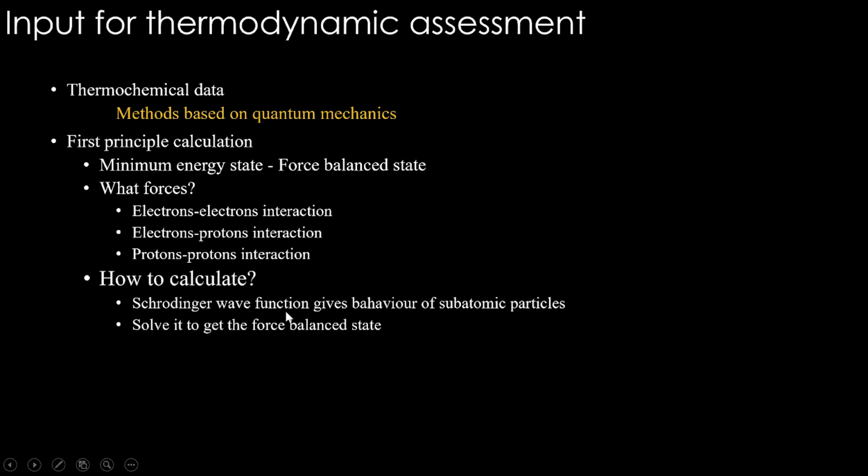You have to use the Schrodinger wave equation. The Schrodinger wave function gives the behavior of subatomic particles, so the behavior of an electron when another electron comes near it. So this can be calculated using the Schrodinger wave function. Solve it to get the force balanced state. There are so many electrons and protons, and so many forces acting between them. So solve the Schrodinger wave equation, which gives the behavior of these different subatomic particles, how they are going to respond to different forces, and eventually when they will get to the state of balanced forces.